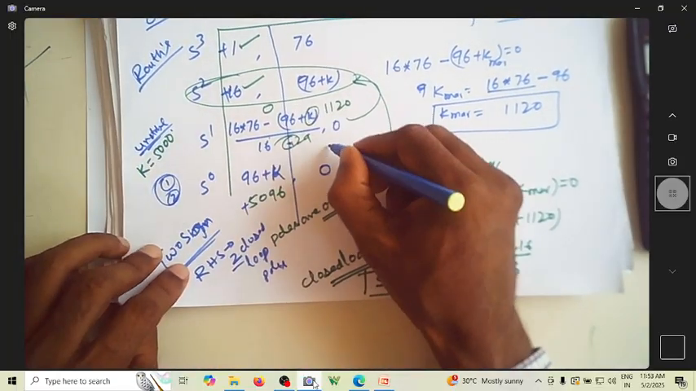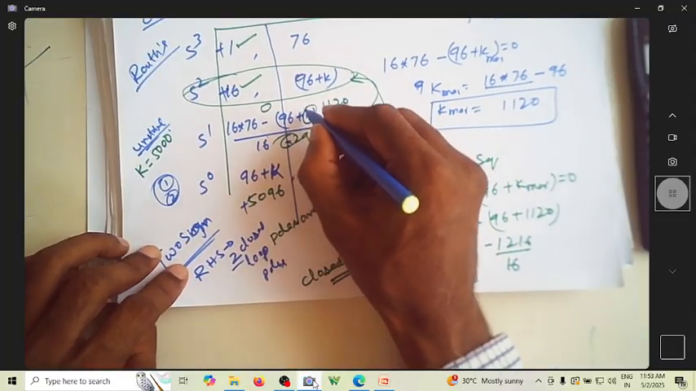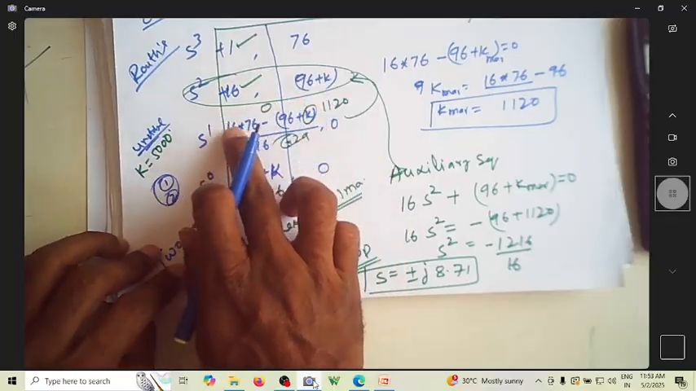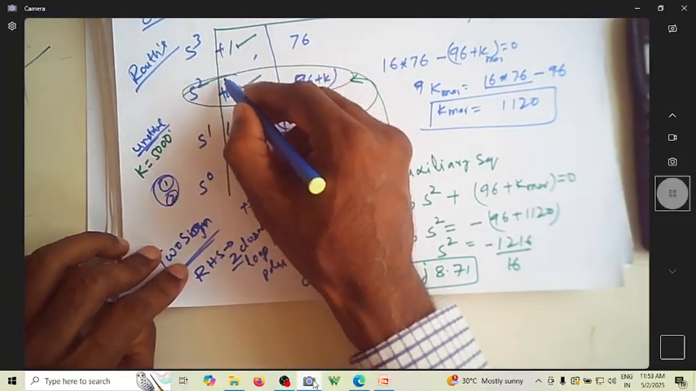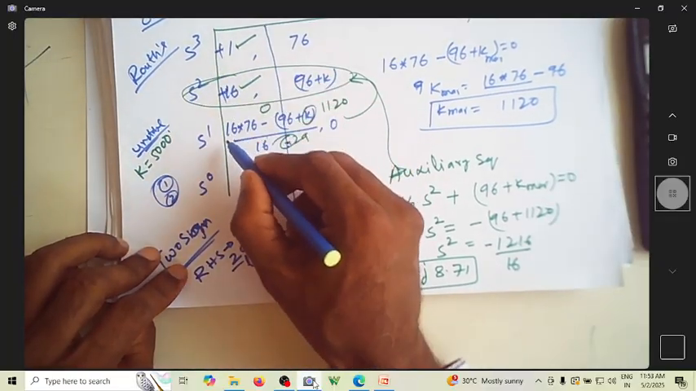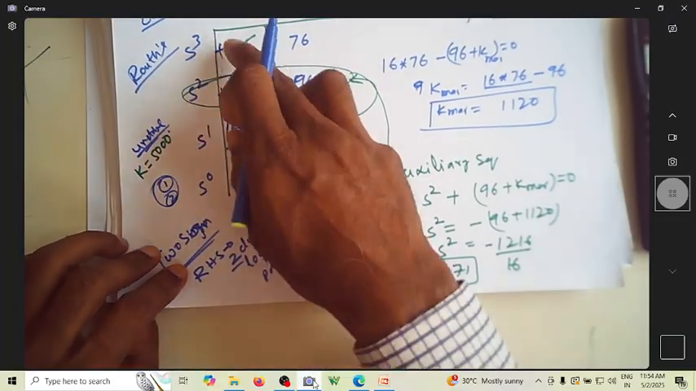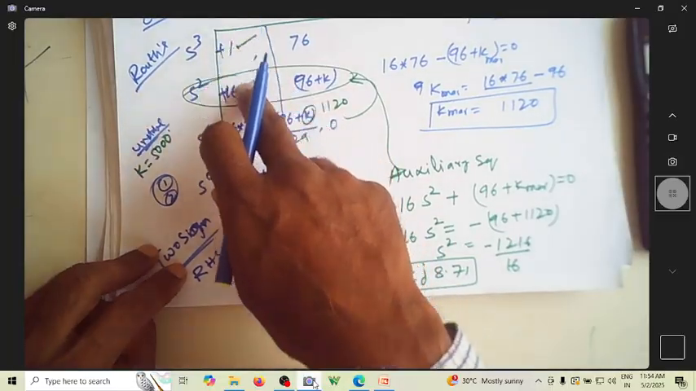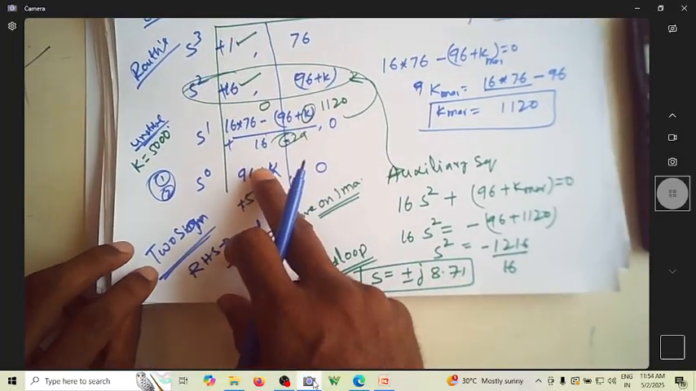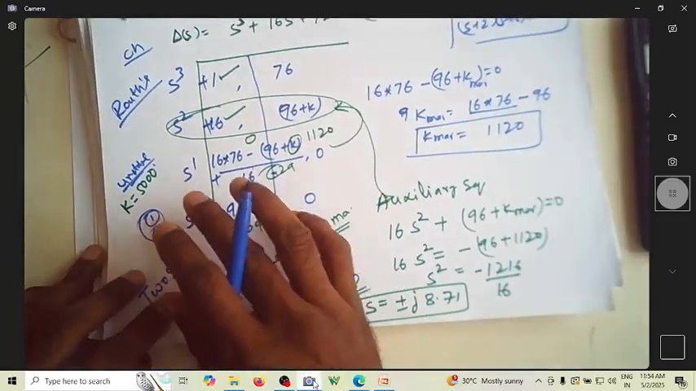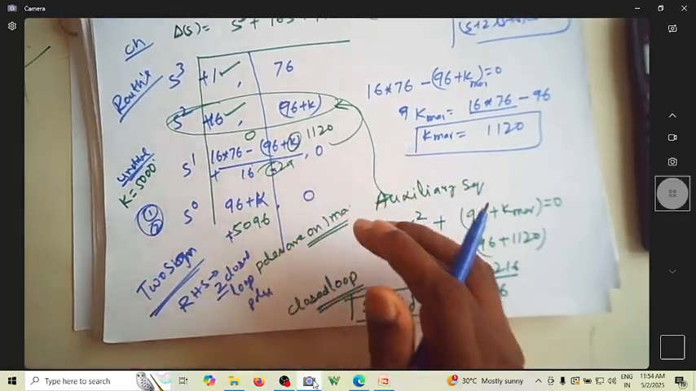Suppose I take k equal to 1000, then this is positive. So all are positive. This is positive, this is positive, this is also positive, this is also positive. So no sign change. No sign change means no poles on the right hand side of the s-plane. So the system is stable.